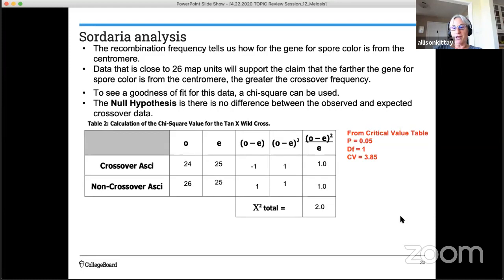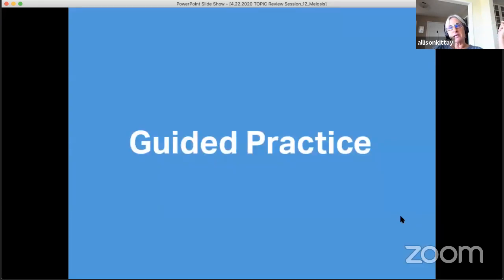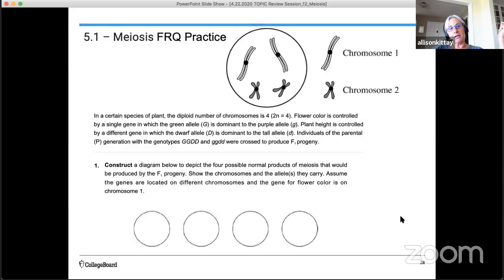Now, we remember that if our chi-square value is less than our critical value, we're going to accept the null hypothesis. In this case, we're going to fail to reject the null, which means accept, and that means that there's no difference between the observed and our expected results. And we were spot on with the map units of 26 map units. Okay. So now let's look at some FRQs.